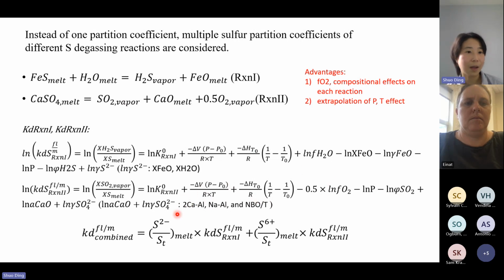The advantage of considering two reactions instead of just one is that for different chemical reactions, what really matters is different. So the way SolveX does it is it calculates these two partition coefficients, and then calculates a combined partition coefficient by using the sulfur speciation in the magma: the sulfide over total sulfur times the reaction 1 coefficient, and so on. So it's a weighted sum of these two partition coefficients. This is the key difference in how SolveX deals with sulfur degassing: we are not only looking at one partition coefficient, we calculate one for each reaction and then combine them.